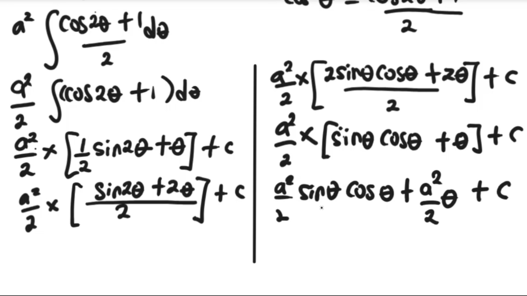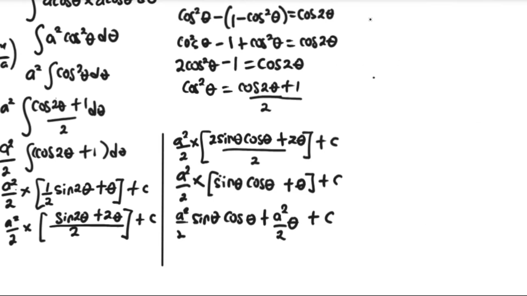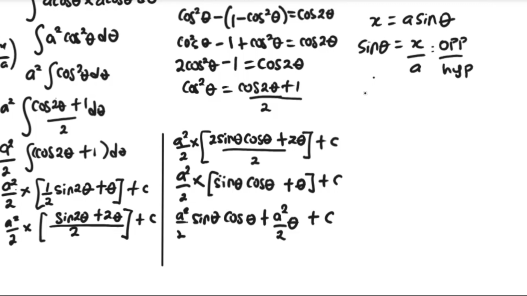So we can actually find representations for sine theta and cos theta. We have proved that x equals a sine theta. It means that from here, sine theta is equal to x over a. So sine theta basically means opposite over hypotenuse. So from Pythagoras theorem, hypotenuse square is equivalent to opposite square plus adjacent square.